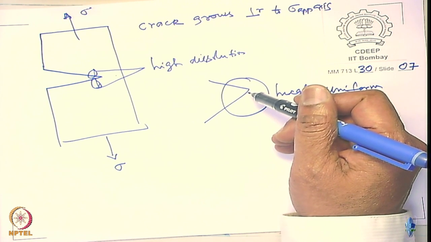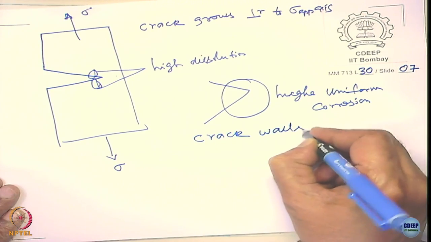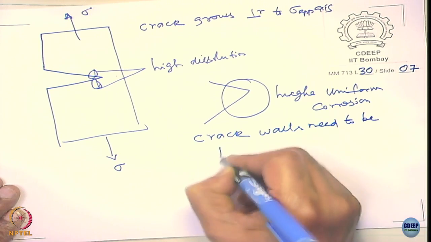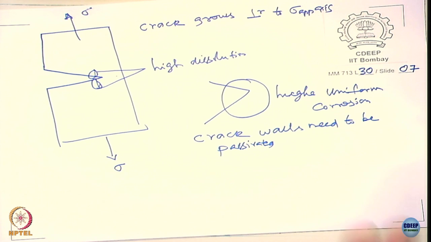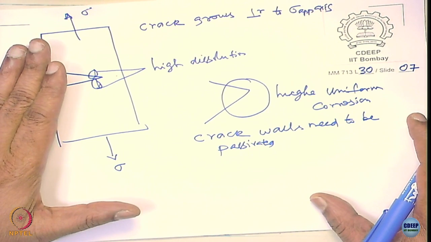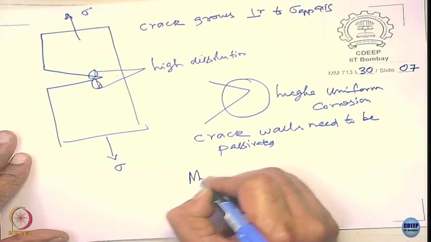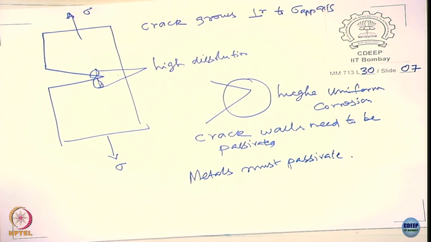So what it means is, for stress corrosion cracking to occur, the crack walls need to be passivated, the film has to be there, so that the corrosion occurs only at the crack tip and the crack starts propagating along the directions. Otherwise, SCC will not occur. Assume that I am going to use a very strongly corroding acid, SCC will not occur. So, one criterion is that the metals must passivate. If they do not passivate, they do not undergo stress corrosion cracking. The film has to be there on the surface.